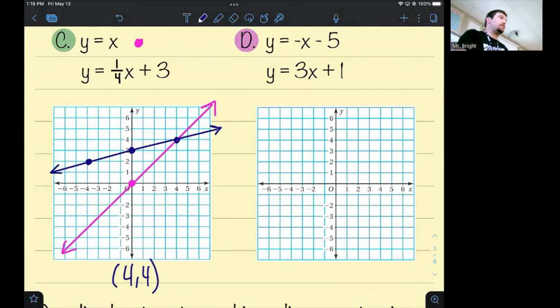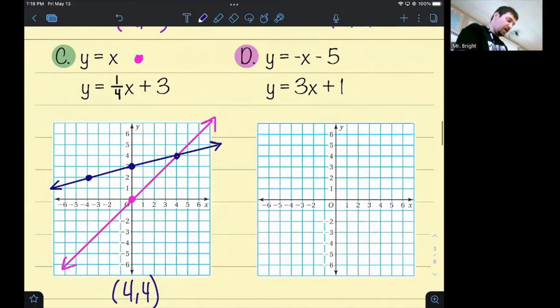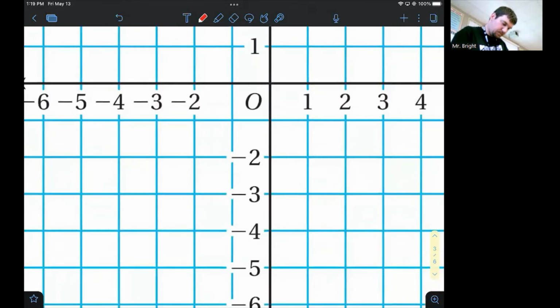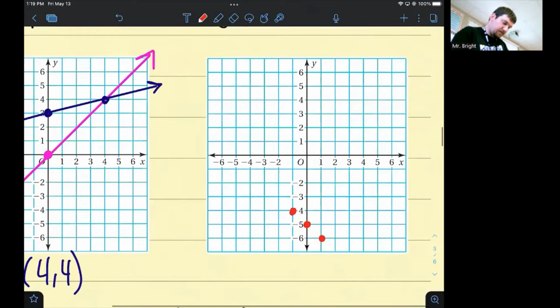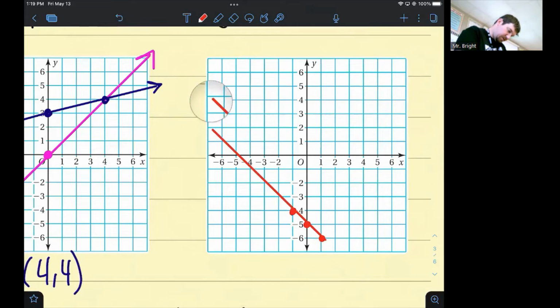Alex, question? I'll call on someone else. We'll let Garrett do example D. We'll do that top equation in red. Garrett, what's the y-intercept? And what's the slope? -1/1. So we're going to go down 1 and 1 to the right. We could also go up 1 and 1 to the left.